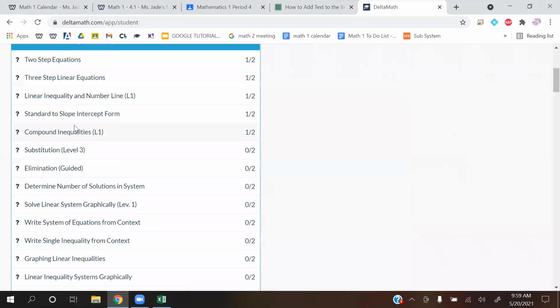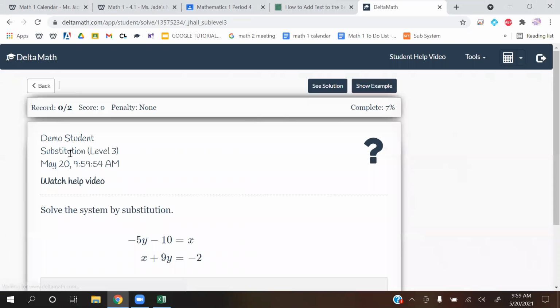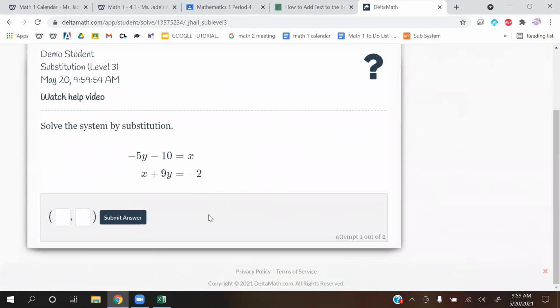All right. So we did 1, 2, 3, 4, 5. Okay, let's do substitution level 3. Okay, so we're gonna do solving the system by substitution. So hopefully you guys remember this. If not, that's why we're going over it.